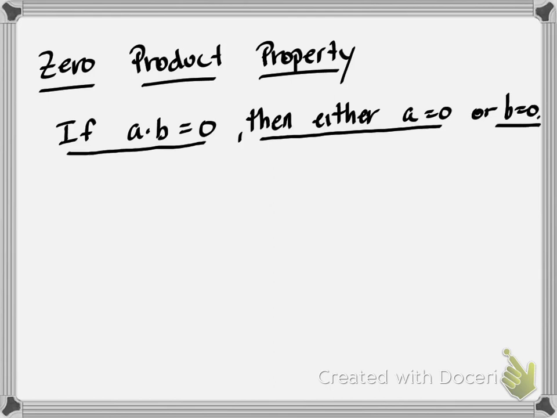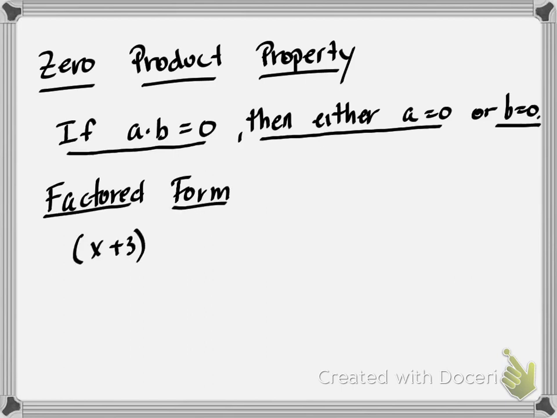And hopefully you're kind of like, well, duh, that's probably true, right? If we know two things are being multiplied and we know that their product is 0, meaning it equals 0, then one or the other has to be 0 in order for it to be equal to 0. So where we're going to use this is when we have something in factored form, usually what we have is something like this, x plus 3, and we'll say x minus 4 equals 0.